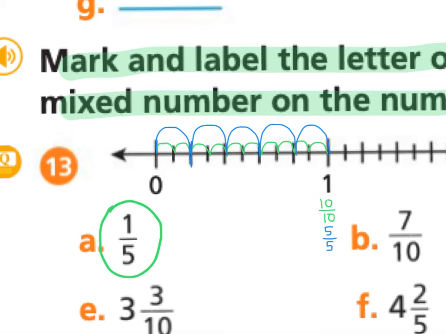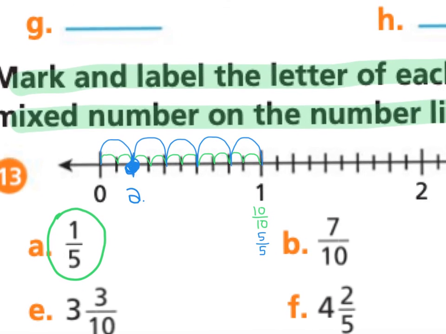If I'm looking for 1/5, I need to follow my blue fifths. 1/5 is located here. I'm going to place a point there and put the letter A. Now let's look at B.